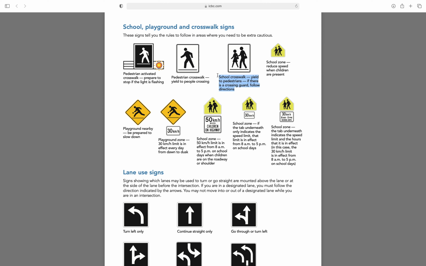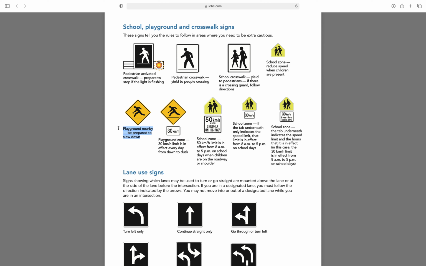So they just have different variations of this for schools as well. So there's the crosswalk for pedestrians, and usually there's a crossing guard if it's at a school location. School zone, reduce speeds when present. Playground zone, be prepared to slow down. So playground zones are 30 kilometers every day from dawn to dusk. So basically from light to dark, it's 30 kilometers.